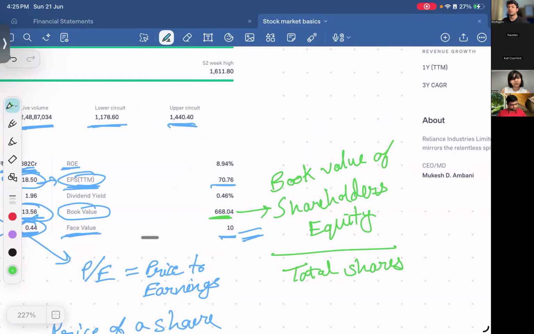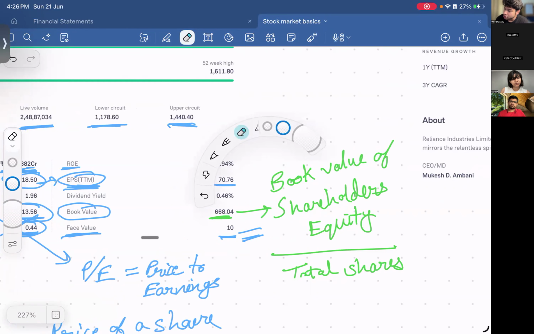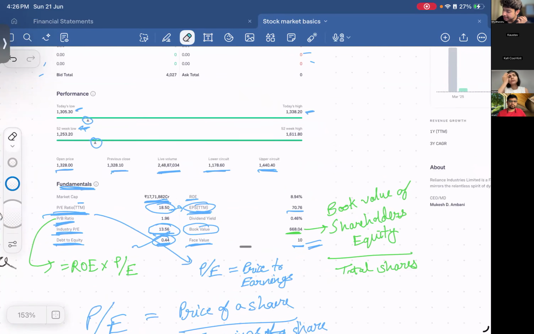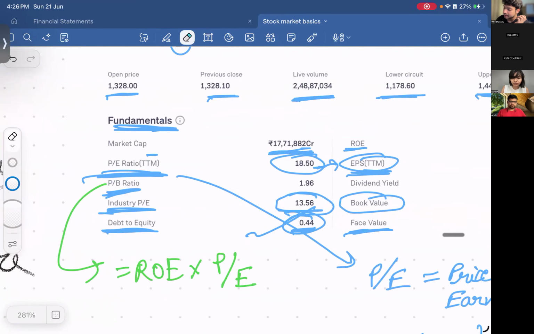Now I have 668 rupees as the book value. What does that tell me? That tells me for every share, I have 668 rupees worth of equity kind of sitting there. So that's like the book value of equity. It's basically the value of a share if I were to just look at the balance sheet, simply put. Okay. This is not true value, but PB ratio is where it gets a little interesting.